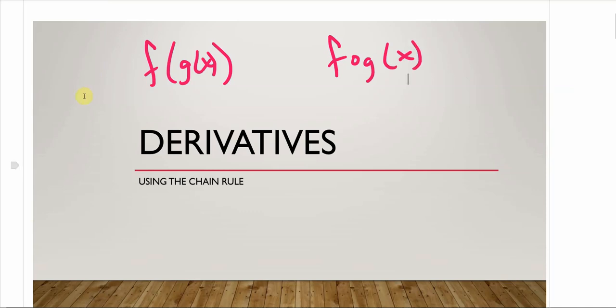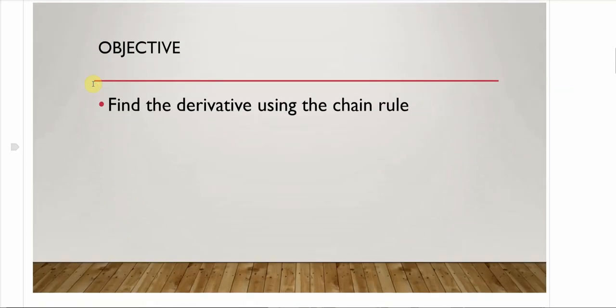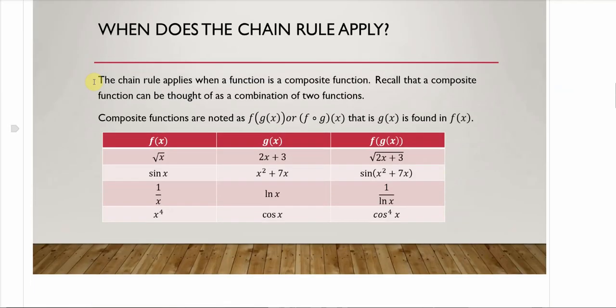All right, so let's go ahead and look at the objective. Find the derivative using the chain rule. Now, in order to do the chain rule, you have to find a function inside of another function. So in this case, I have f of x. So this is my function f, and this is my g of x. And what we're going to do is put the g of x inside the f of x. All right, that's going to be my composite function.